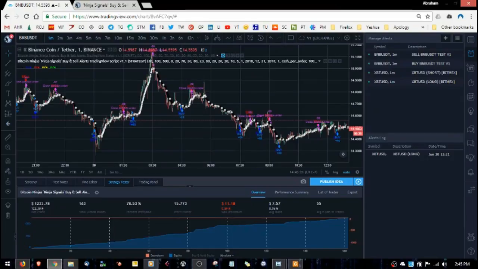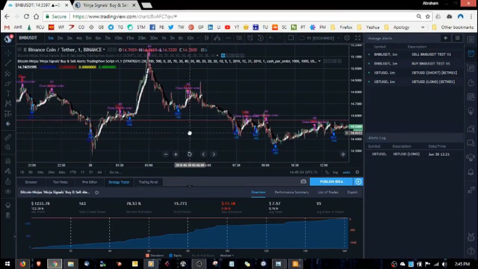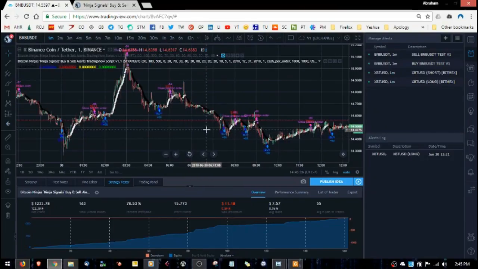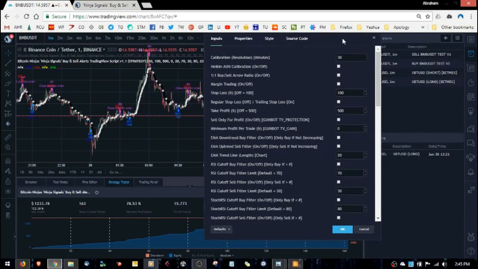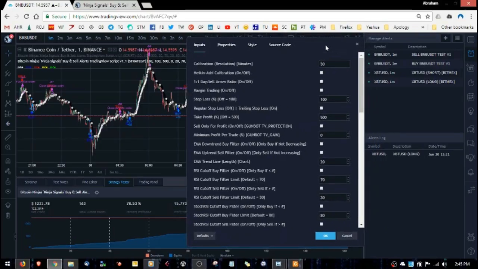So now we have our exchange and our trading pair pulled up. We have our script added to the chart, the strategy added to the chart. The next step in the instructions is going to be adjusting the various settings in our backtesting strategy. So I'm going to pull up those settings. I'm going to go to inputs, and so now we're going to go through these one by one.